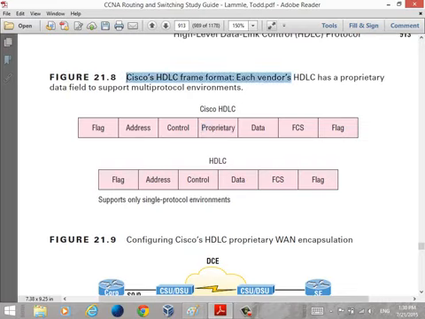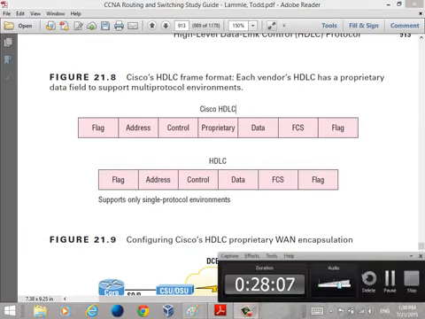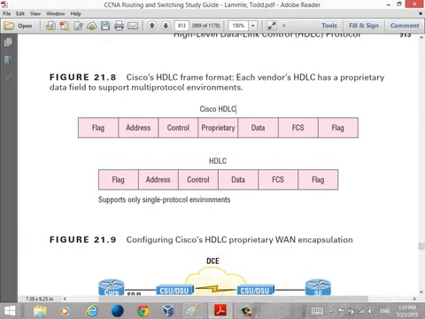Read this line. It means if between two Cisco routers. What is it saying? I was saying if I am having two routers, and both routers are Cisco routers, which encapsulation will I be running between them by default?